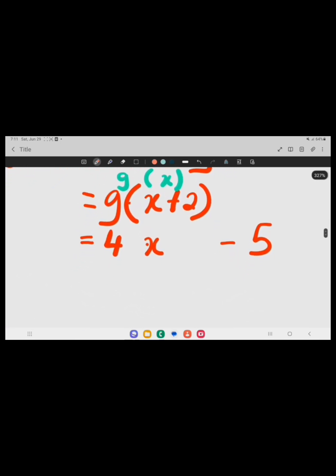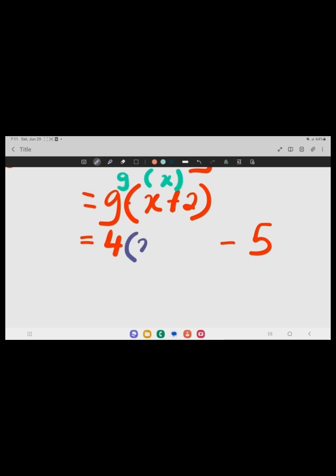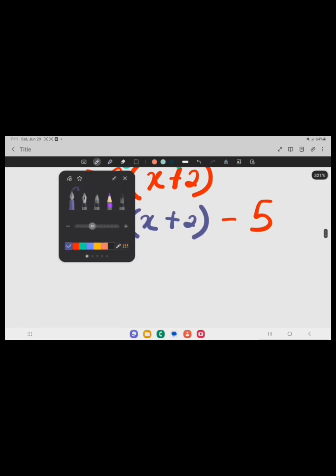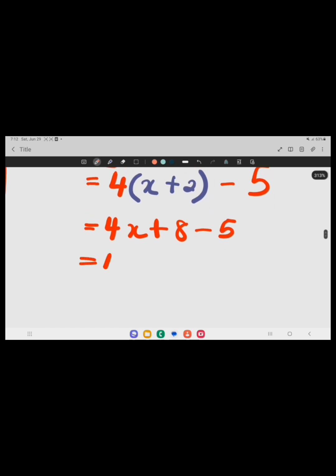No. Why? Because the question wants us to find g(x plus 2), right? Okay, now you're just going to erase the x and then replace it with x plus 2. So that's all. The rest is mathematics. Until here only we are applying the concept we studied in AdMaths. The rest is just mathematics. You're just going to expand them, 4x plus 8 minus 5, so you'll get 4x plus 3.